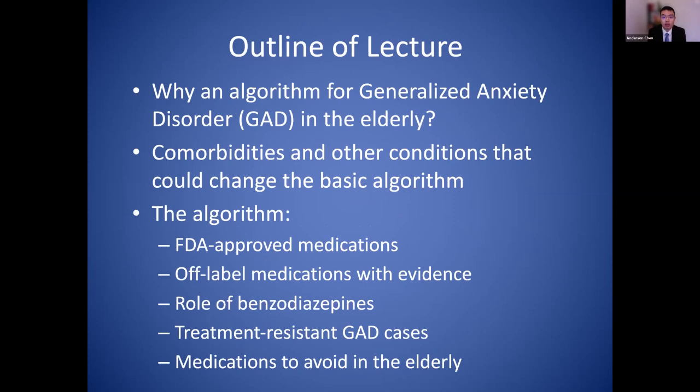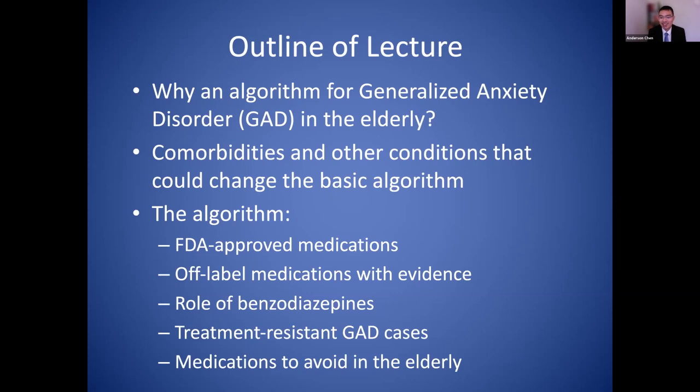So what you're going to hear in this lecture is we're going to talk about why an algorithm for generalized anxiety disorder in the elderly, looking at comorbidities and other conditions that might change how you think about this algorithm. And I do think this is a really important part of treating anxiety in the elderly. And the algorithm will mention what are the FDA-approved medications. And just because it's FDA approved doesn't necessarily mean it's really good. And just because something is not FDA approved doesn't necessarily mean it's bad. All right. So we'll also mention off-label medications with evidence.